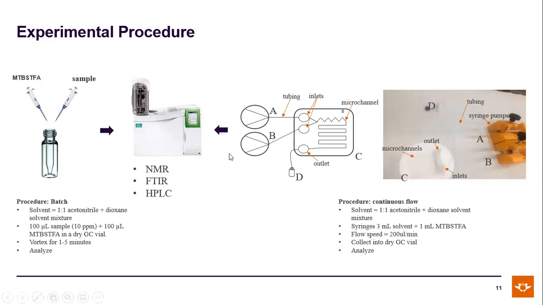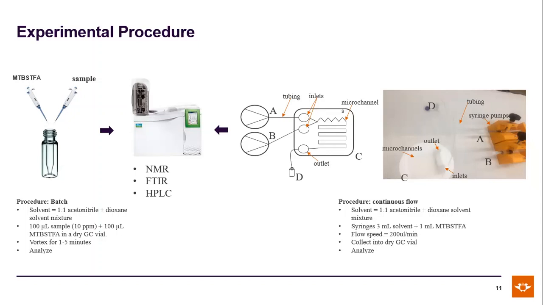It consists of two syringe pumps fitted with two syringes. Syringe A contains MTBSTFA and syringe B contains the sample, quercetin. The two are introduced into the microfluidic device via tubing, whereby they meet at the junction and mix rigorously. The microchannels where the reaction takes place are less than 1 millimeter in internal diameter. The device has a residence time of about 3 minutes at 200 microliters per minute flow rates.